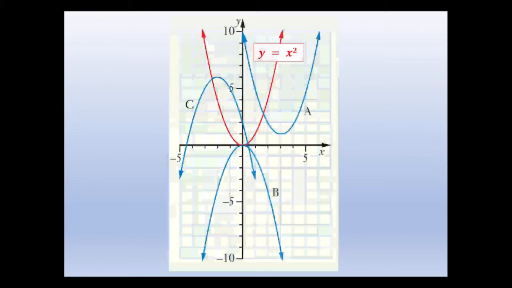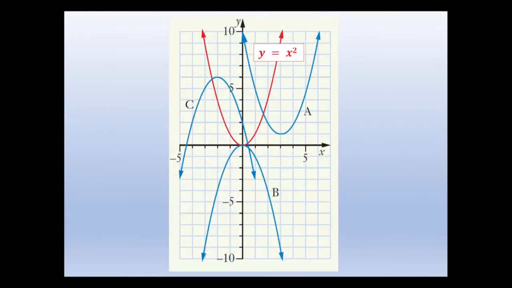Here, if you know the red line is y equals x squared, can you give me the equation of A, B, and C? Pause the video for a while. Think about what I've said about the turning point form, and you should be able to write out the equation using the turning point form.